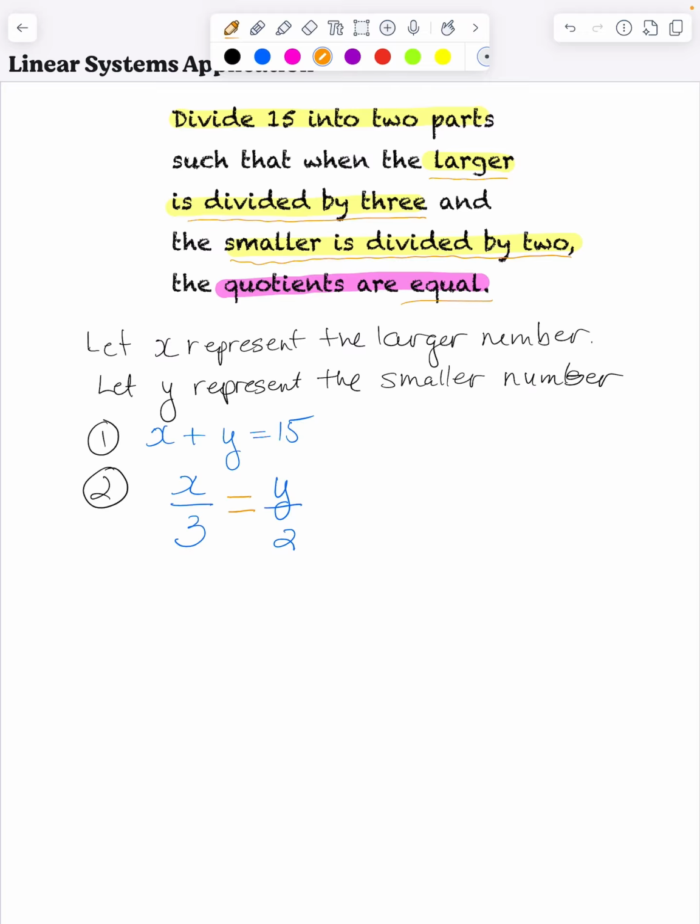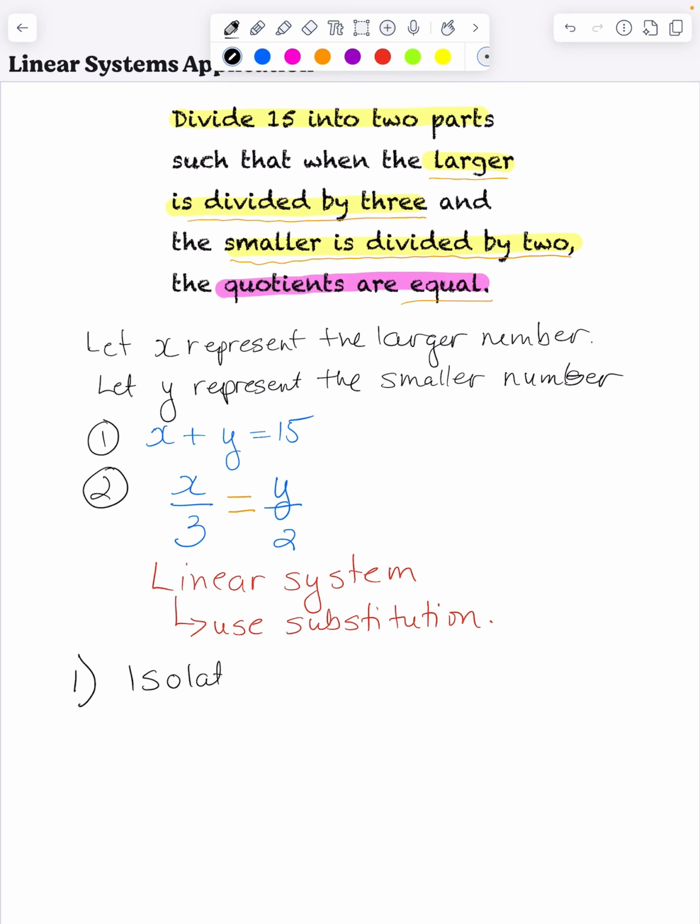So I have a linear system again with two equations and two unknowns. So as I did in the previous example, I am going to use substitution. And in this case, what I am going to do is isolate the x in equation number 2.